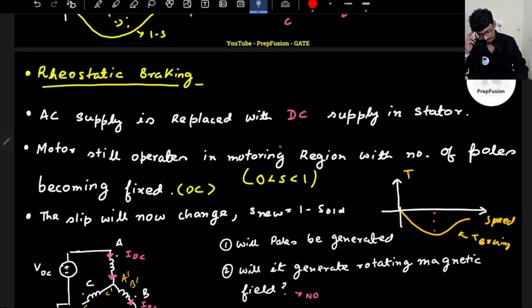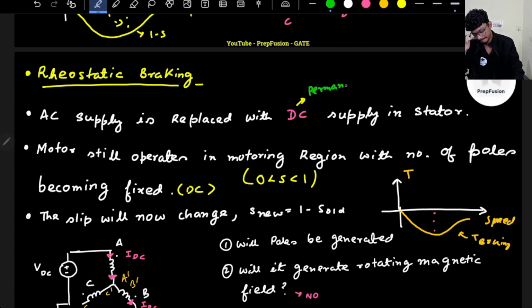So I picked up my big brain and replaced the AC supply with a DC supply. If I provide a DC supply, in the stator it generates an MMF and it creates a permanent magnet.